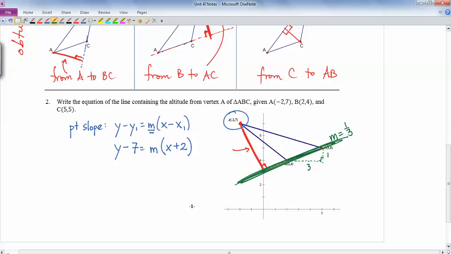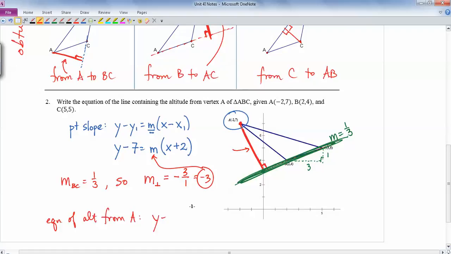Since the altitude's perpendicular, so here, I'll write here. The slope of BC is 1 over 3. So that means that the slope of our perpendicular line, the altitude, has to be the negative reciprocal. So I flip them, and I switch the sign. Negative 3 over 1, or negative 3. So that's what I'm going to plug in here. So the equation of the altitude from point A is going to be y minus 7 equals negative 3 times x plus 2. Okay, I hope that helps a little bit, and I'll see you guys soon.